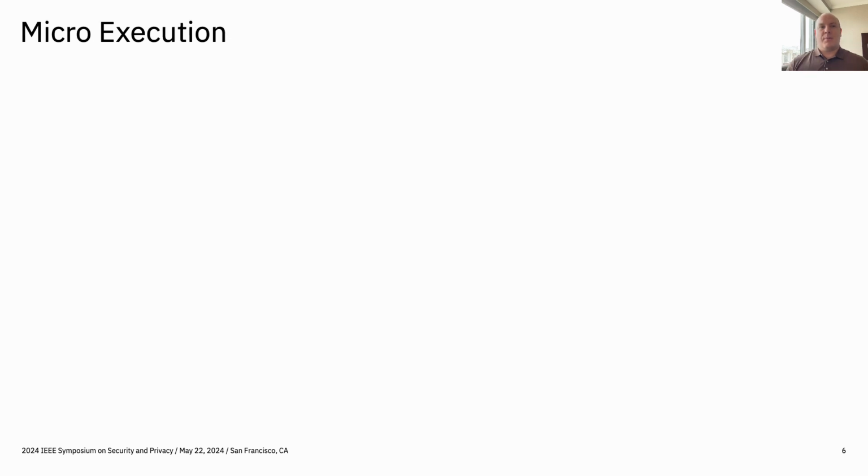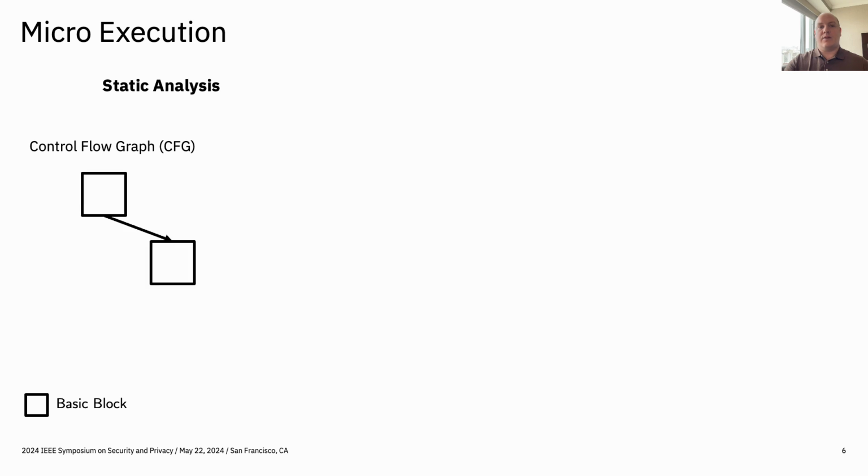In this work, we propose microexecution as a technique for synthesizing stateful system call policies that are restricted to a particular configuration for a microservice. Now, microexecution starts by performing a static analysis to recover the control flow graph of an individual microservice entry point, which summarizes the execution paths that occur between individual basic blocks in the program.